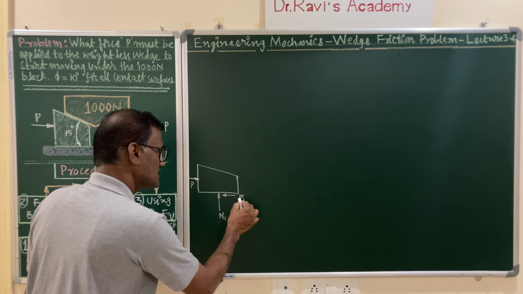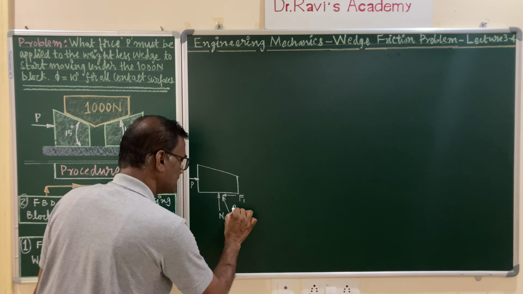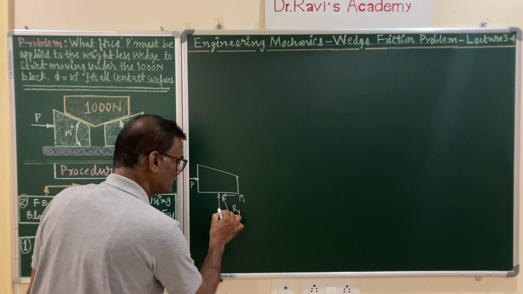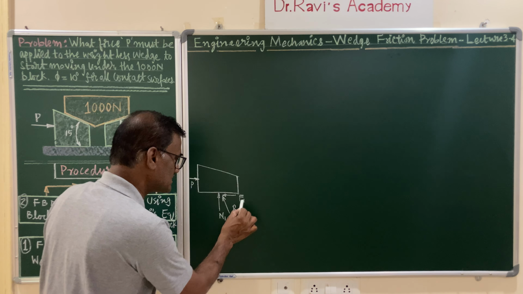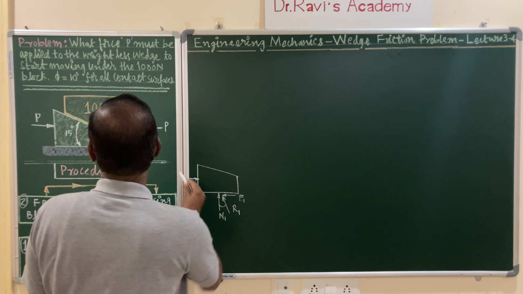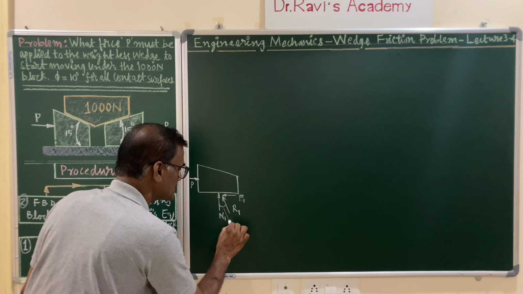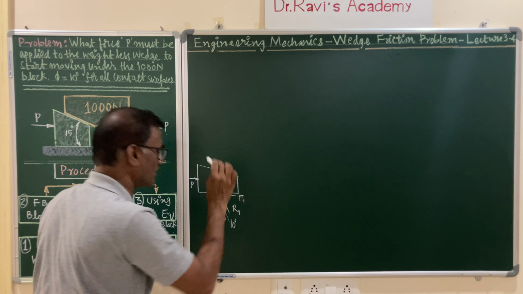and immediately replace this F1 and N1 with R1. R1 is the resultant of these two forces. Remember that R1 is the resultant of F1 and N1. This angle, as it is given in the problem, is 10 degrees. It is the angle of friction. This 10 degrees is given in the problem.